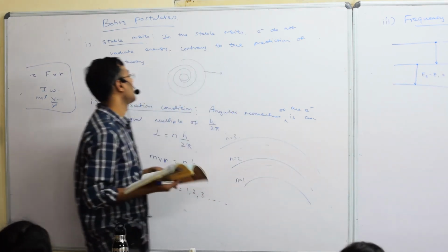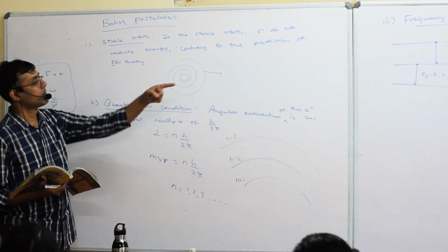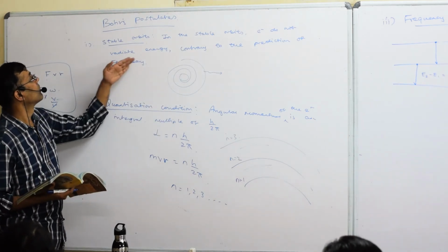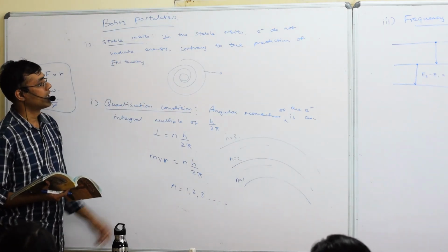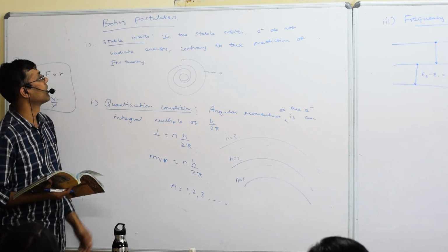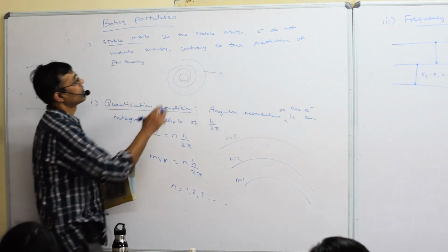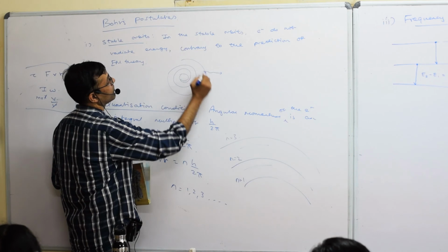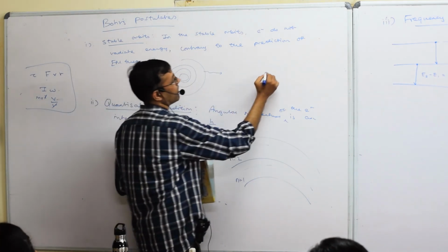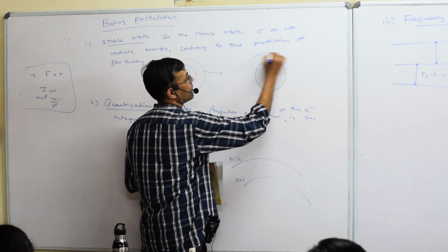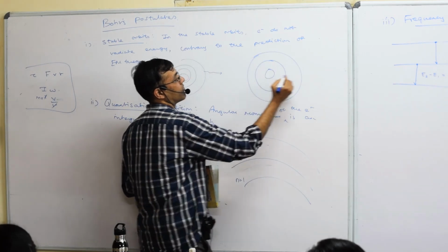So they may ask you these kinds of questions in 2 mark and 3 mark, or Bohr's postulates in 5 mark. In addition to this, there is a small derivation. This is an unstable orbit, so make a note, this is what will happen in an unstable orbit. Whereas in a stable orbit, it will be spinning around in the same orbit. So this is a stable orbit.